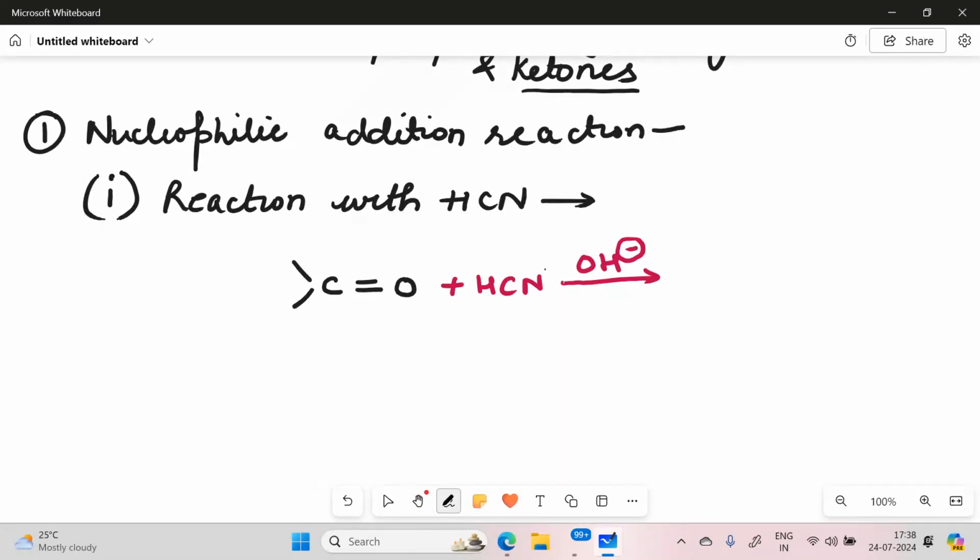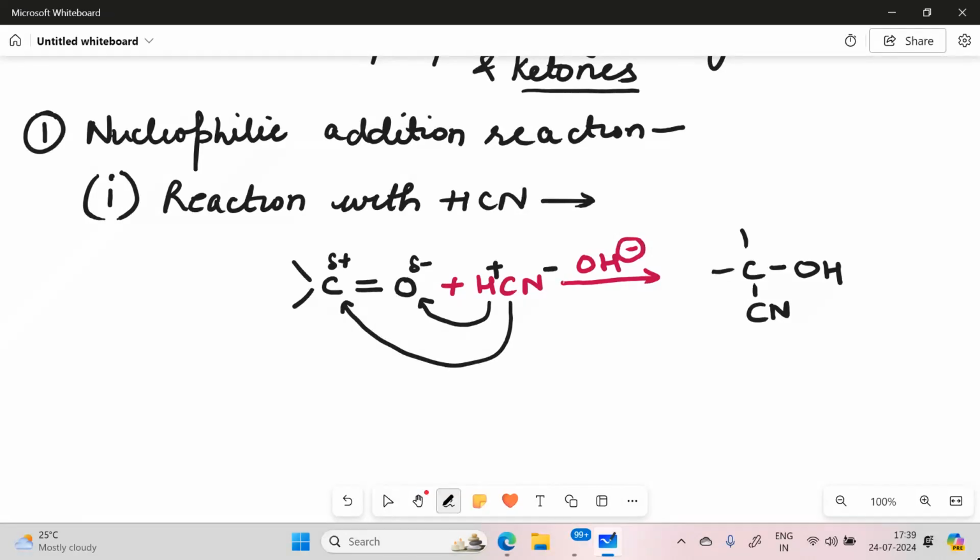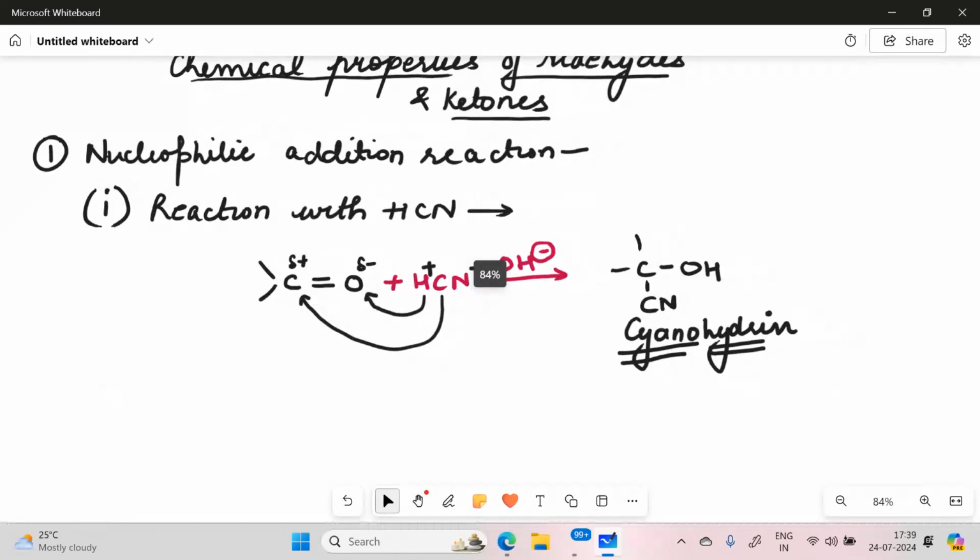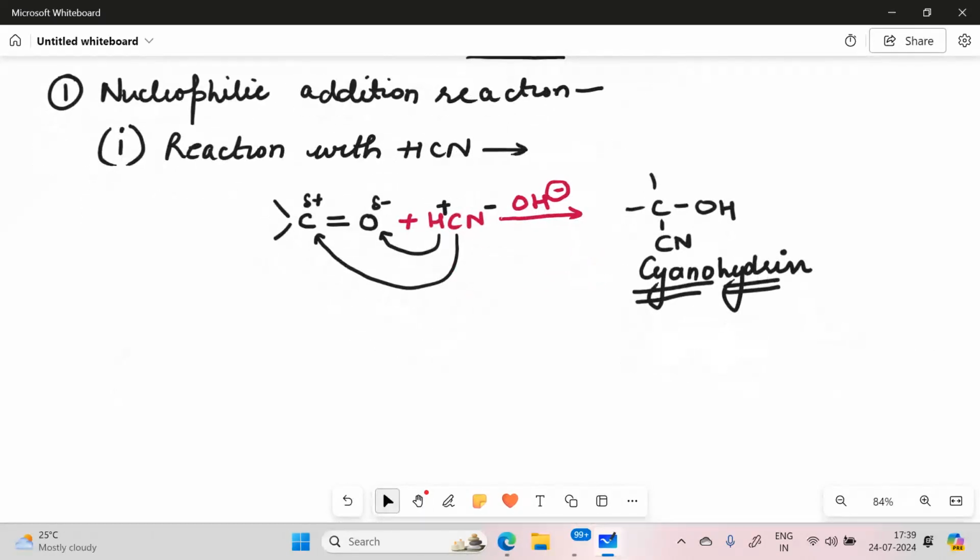In HCN, you know that CN is minus, H is plus. In CO group, oxygen is partially negative, carbon is partially positive. So when you do the reaction, addition takes place, CN goes with carbon, H goes with oxygen to give you this compound. So there is an addition, H goes with the negative part, CN goes with the positive part. And this compound is known as cyanohydrin. What do you mean by cyanohydrin? Cyanide group and hydroxy group on the same carbon.